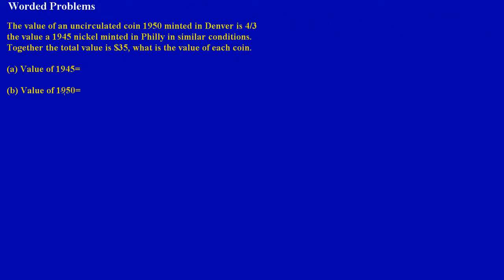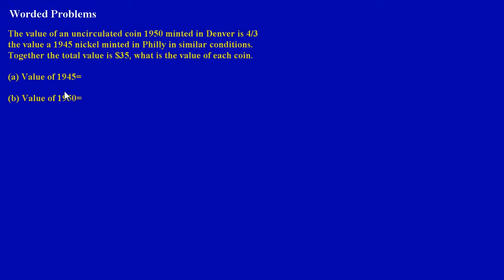Hey guys, here we have a typical worded problem. Now here it states the value of an uncirculated coin 1950 minted in Denver is 4/3 the value of a 1945 nickel minted in Philly in similar conditions. Together the total value is $35. What is the value of each coin?